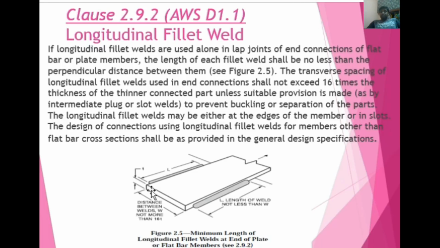So this length should not be less than this W. W means from here to here. So the length of weld is not less than W. This is the criterion we have to maintain for longitudinal fillet weld.